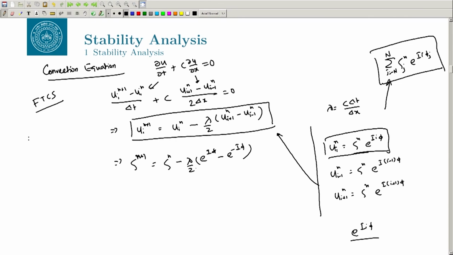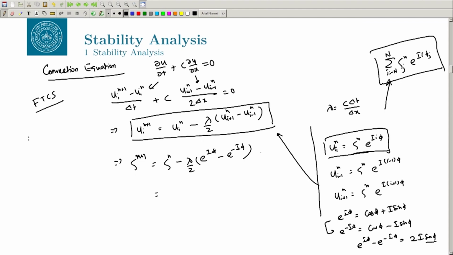Use our formulation. Okay. So, e to the power i phi is equal to cos phi plus i sin phi, and e to the power minus i phi is equal to cos phi minus i sin phi. Okay. So, now is the subtraction. So, that will become e to the power i phi minus e to the power minus i phi will become 2 i sin phi, right.